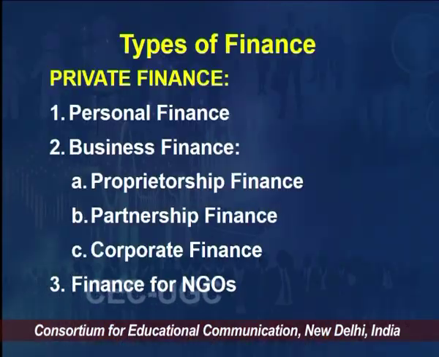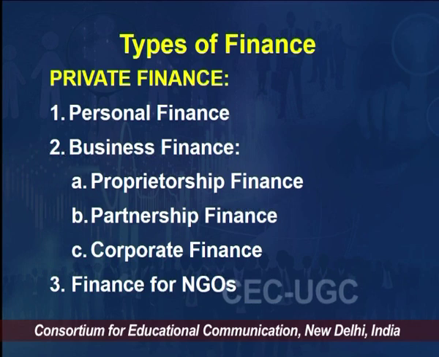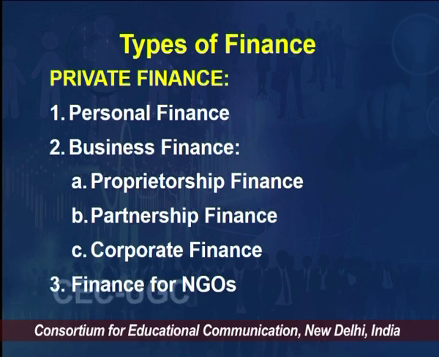I hope you understand. So, all these three actions, requirement, receipt and disbursement, undertaken by any government institution, be it central or state, is actually taken as public finance. Now, coming to private finance. Private finance comprises three parts: personal finance, business finance and finance for NGOs. Now, let me talk about these three parts of private finance in detail.